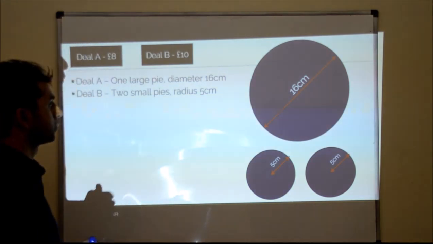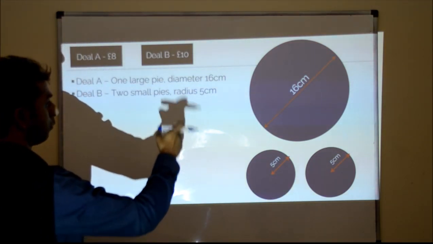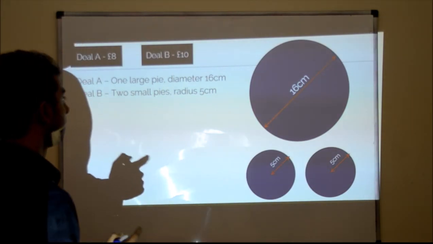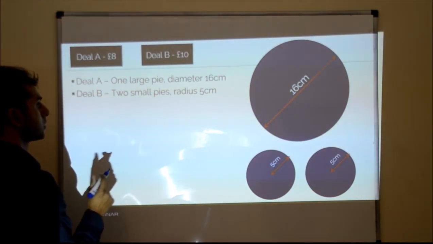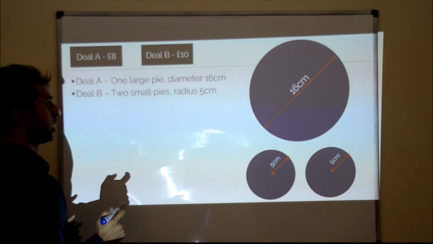In order to do this, we need to look at the areas of these pies, because we're interested in the area. So we want the greatest area for the least amount of money.